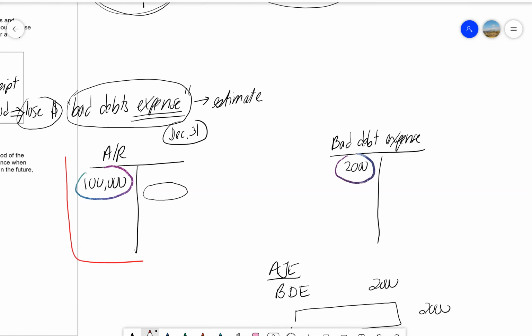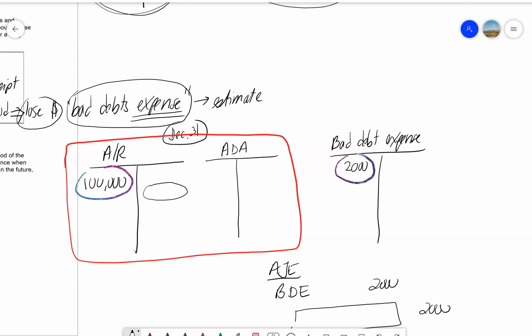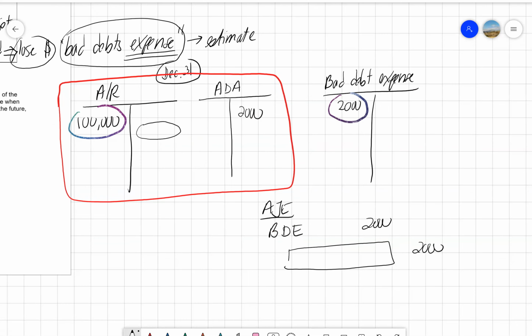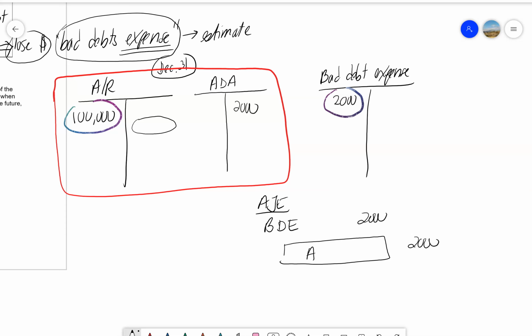Now, we've dealt with contra accounts before. A contra account is connected to the main account. The main account is going to be accounts receivable. And we're going to set up this contra or companion account called allowance for doubtful accounts, or ADA. Allowance for doubtful accounts. We'll see this term throughout chapter 9. And we're going to put the $2,000 here. So the credit will go to this new account called allowance for doubtful accounts, and it's not going to affect our main accounts receivable account.